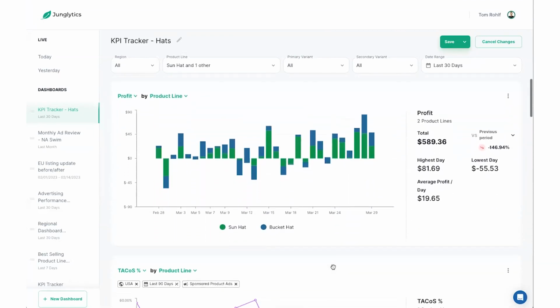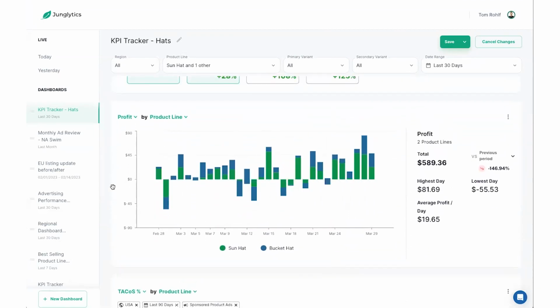Scrolling down, I like to look at where our profit is coming from. This chart is probably more relevant for a different time of year, like mid-season, where we want to see really where the profit is coming from and if we have any holes in our business.